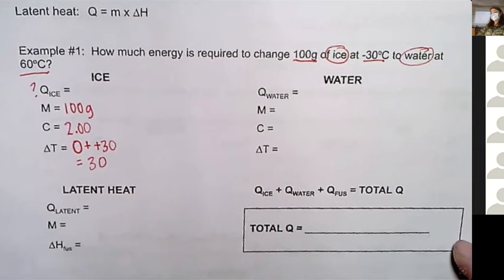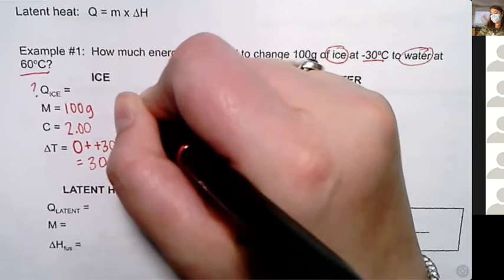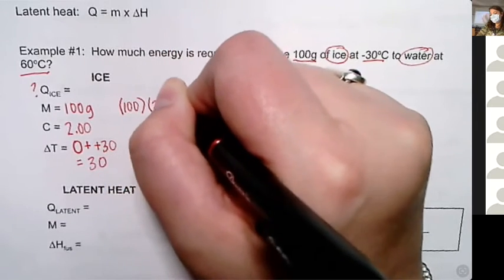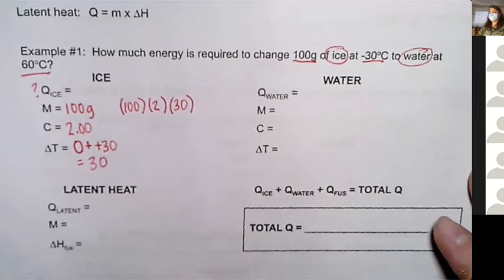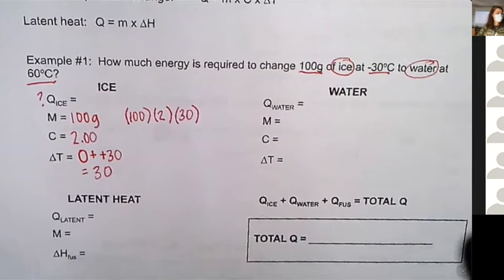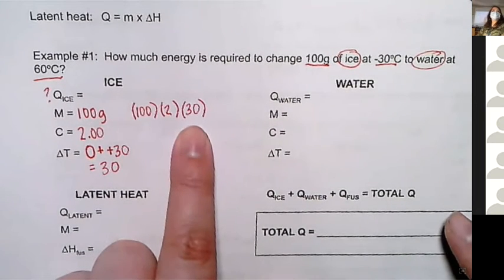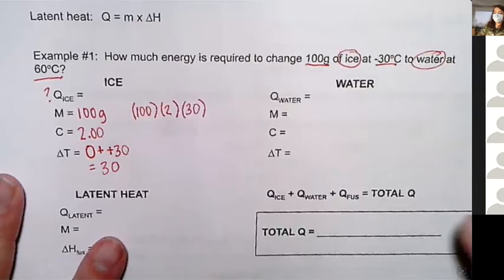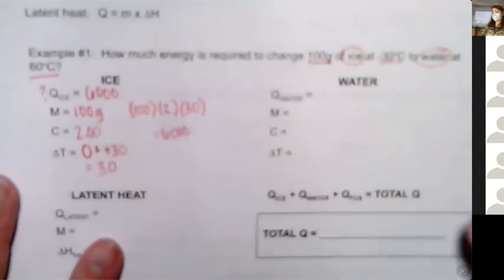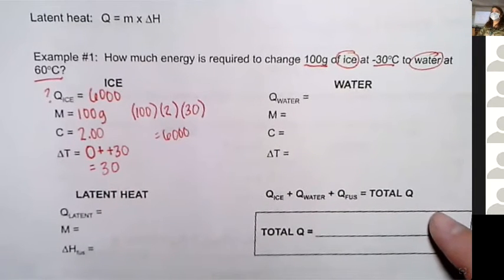Now, the good news is, if you have filled in this part, the actual math is very easy. You're just going to multiply these three things together. So 100 times 2 times 30. So our answer here, quick math: 2 times 30 is 60. 60 times 100 is 6,000. So that's what the Q is for the ice. All right.